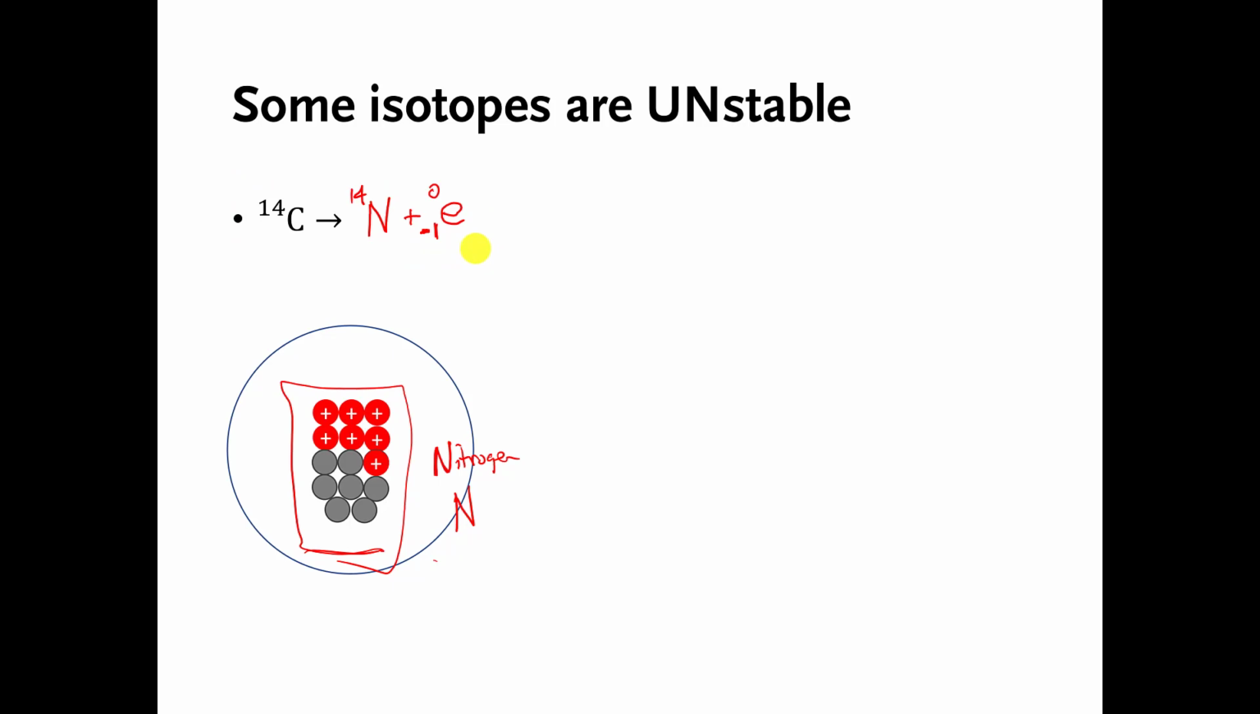Now, a couple of things. This is called a decay equation, because when you have an unstable isotope and it turns into a new isotope, you say that your unstable isotope decayed. So I want you to know that term. This particular kind of decay is called beta decay. And this little puffed up B looking thing here is the Greek letter beta.